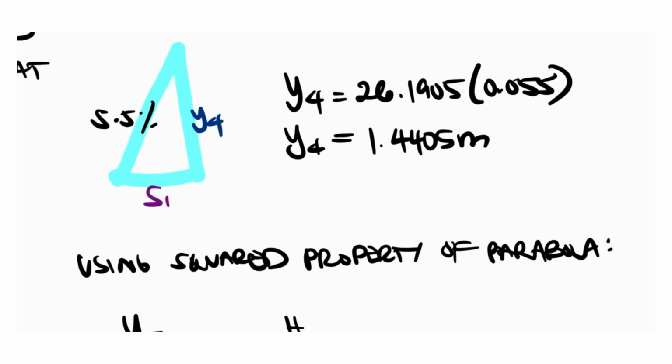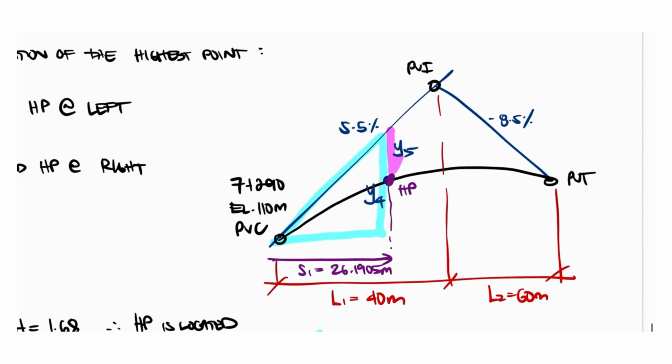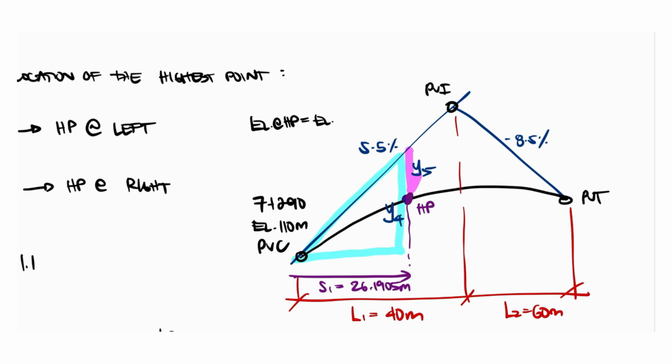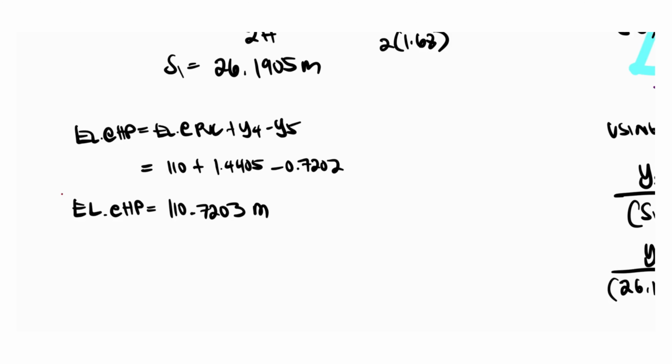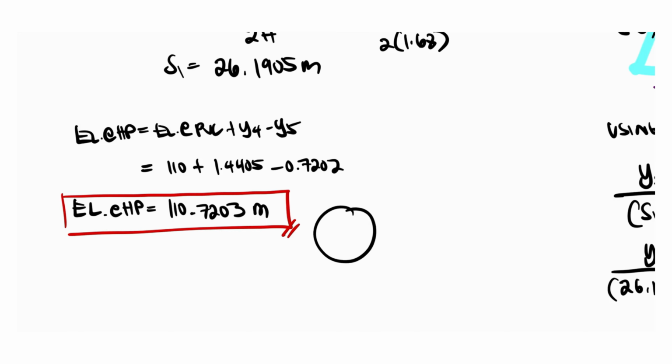Now, based on the illustration, we can form the equation for the elevation at the highest point. The elevation at HP is equal to the elevation at the PVC plus y4 minus y5. Substituting the values, we have elevation at HP equals 110 plus 1.4405 minus 0.7202, which gives 110.7203 meters. Therefore, the elevation at the highest point of the curve is 110.7203 meters. And that completes our solution for this problem on vertical parabolic curves.